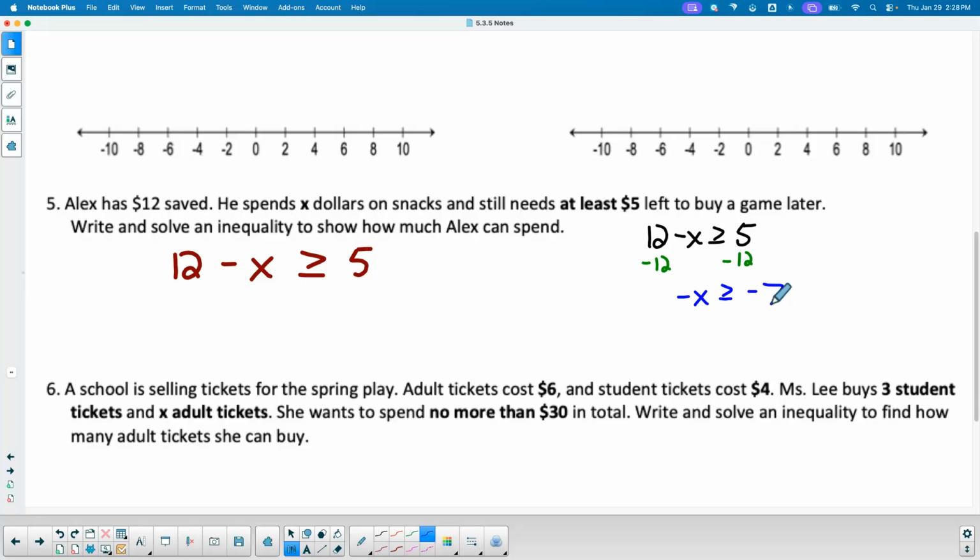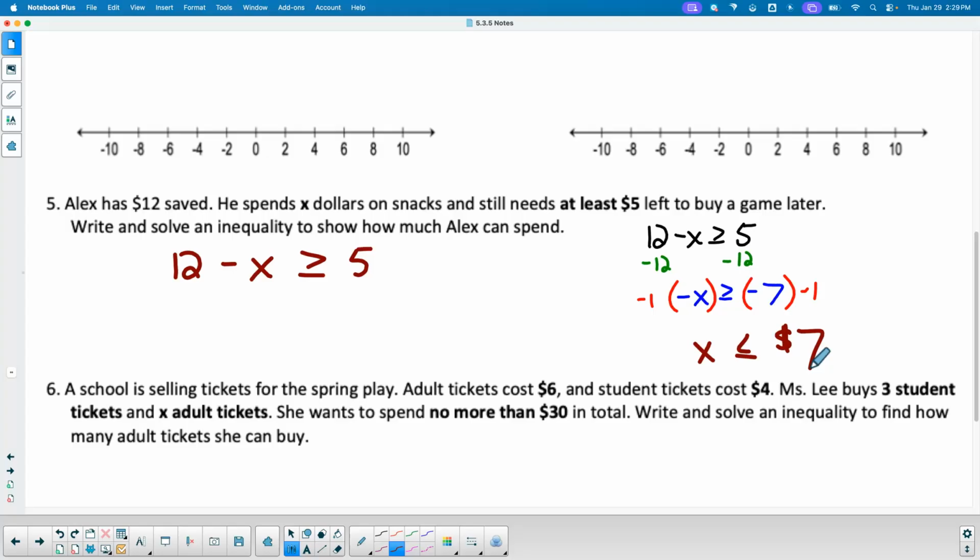Well, you're right. You're totally right. We could multiply both sides by negative 1, or we could do what? Divide by negative 1. Yep, exactly the same thing. So if we want to multiply here by negative 1, alarm bells should be going off in your head, because why? When you multiply or divide by a negative, you've got to flip the sign. So this would be x on this side, and it would flip to $7.